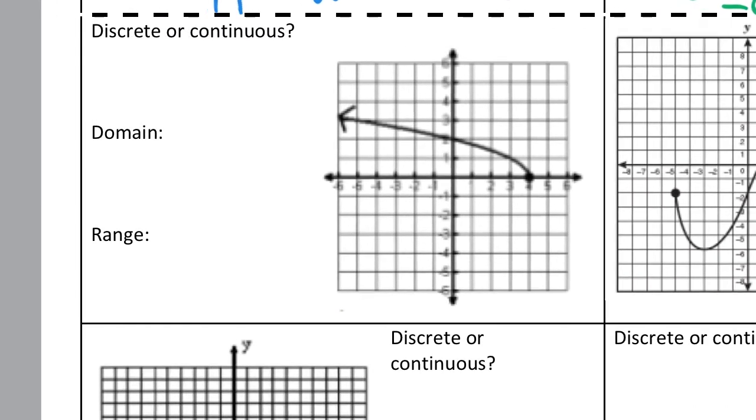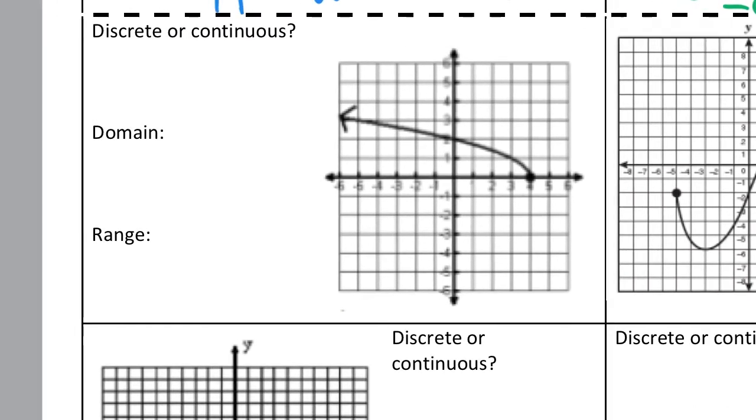So if we zoom in on this first one, we first need to figure out if it's discrete or continuous. Is it dots or not? Obviously, it's a connected set of points, so we would call this continuous, which means our domain, we're going to write with an inequality, and our range, we're going to write with an inequality.